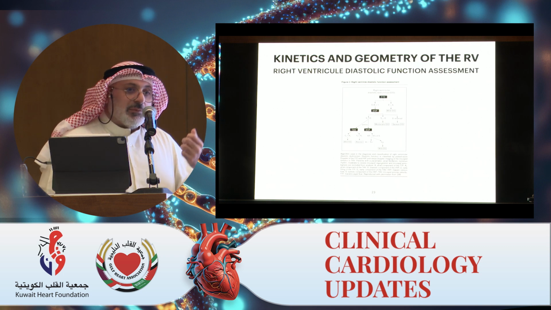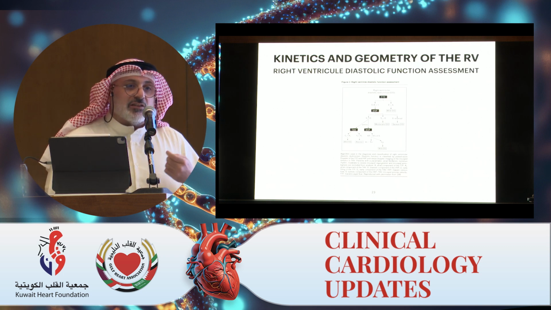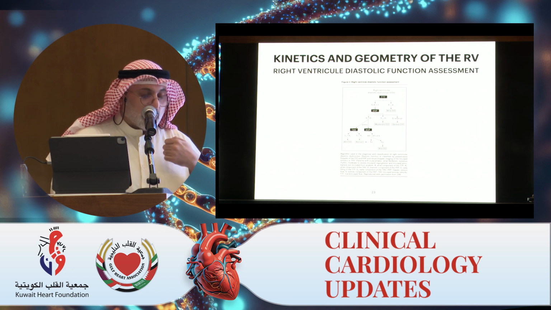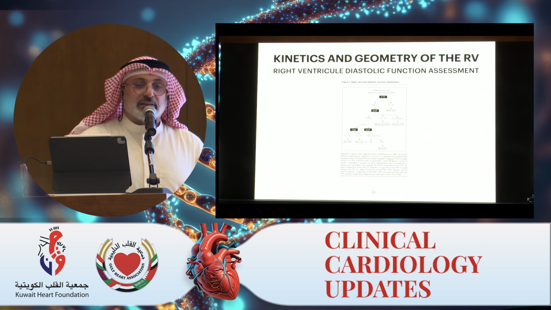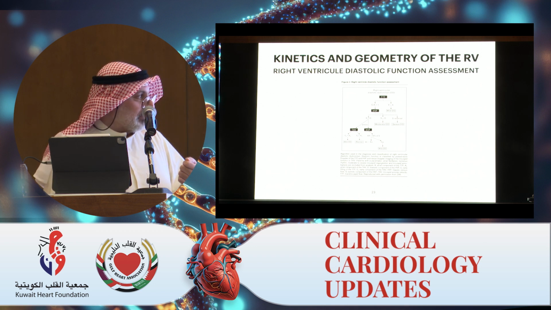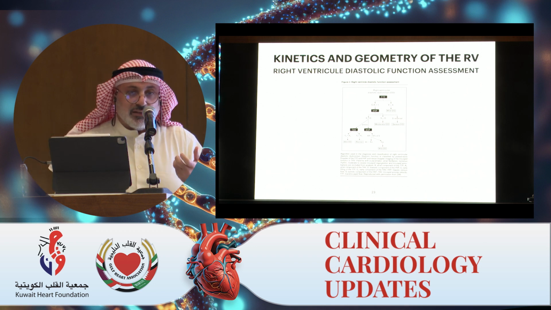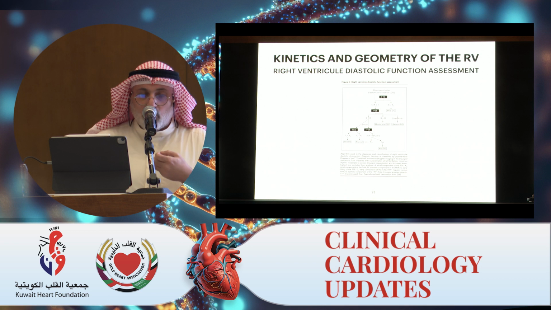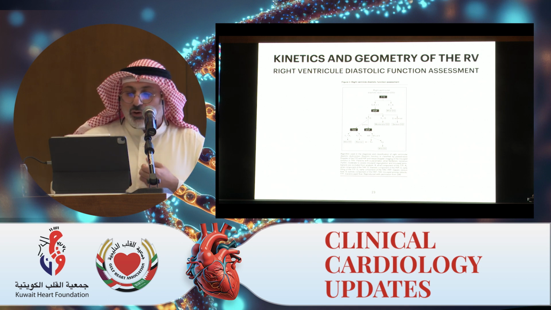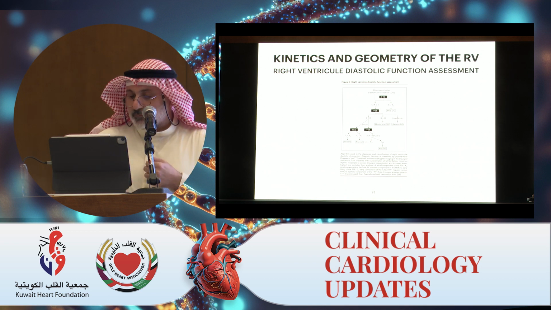We'd like you to tell us about the geometry and the kinetics of the RV. Not only that, we want you to tell us that there is a reduced contractility and a reduced ejection fraction, but we'd like you to tell us, is this RV tense? Is it non-compliant? Is the non-compliance of this RV impinging into the LV? So more of a dynamic flow of how things work.